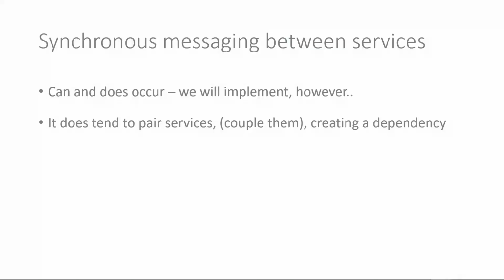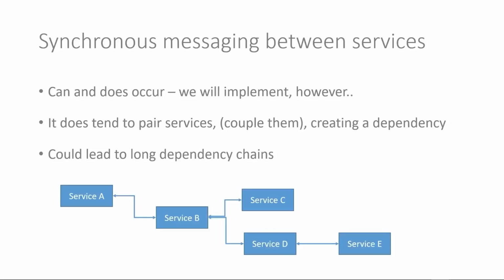They're going to have to talk to each other, and there's a bit of a paradox here, but for the most part, you don't want lots of inter-service communication, and you certainly don't want it in a synchronous fashion, I don't think. Additionally, it could lead to something called dependency chain. So let's look at this diagram here. Service A makes a synchronous call to service B. Service B then has to make calls to services C and D, and service D then has to make a synchronous call to service E.